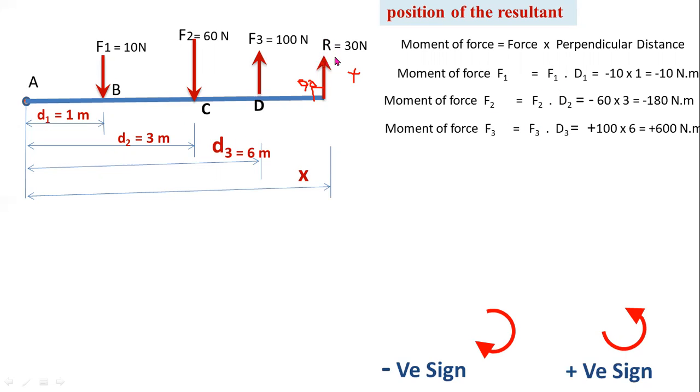Now this is the resultant. The resultant moment of force equal to resultant into distance between the resultant force and point A. So x is the distance between the point A and the resultant. Here the resultant value is 30. Here this force is acting towards up. That means it forms an anti-clockwise couple. So plus 30 into distance x. You have to find out the value of x.